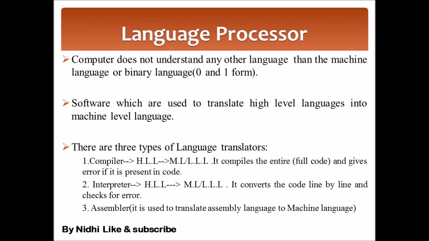Interpreter converts instructions line by line, and if an error is there, it will not proceed further. It will stop there only, and until you rectify the error, it will not move to the further line. Assembler is a type of translator that translates assembly language into machine language. Machine language has three names, that is machine language, low level language, or binary language. Okay, so this is all about language processors.